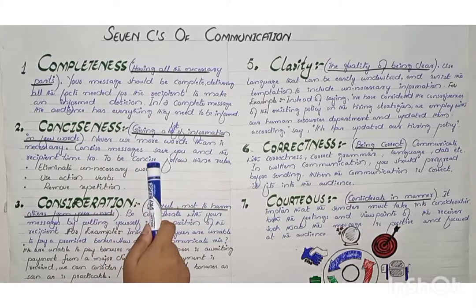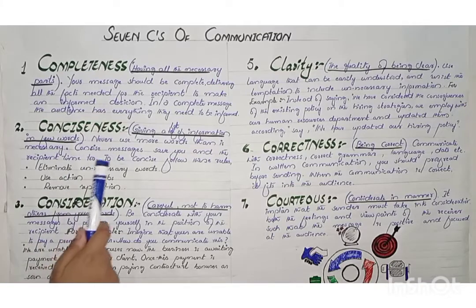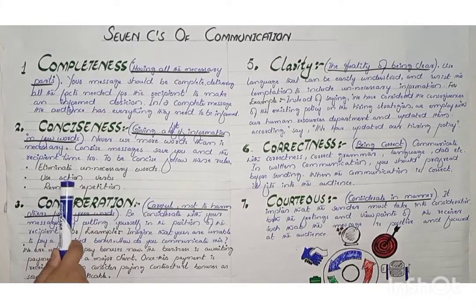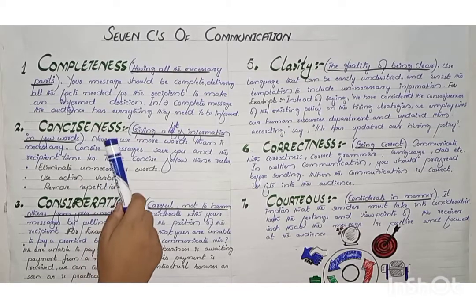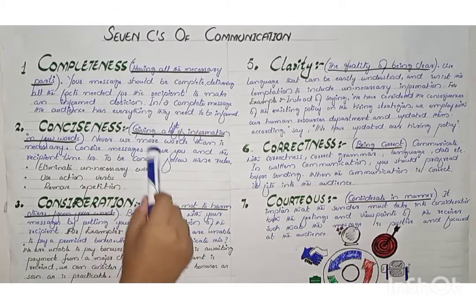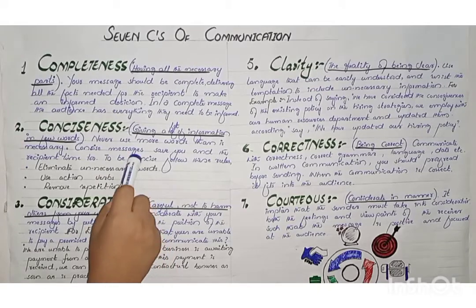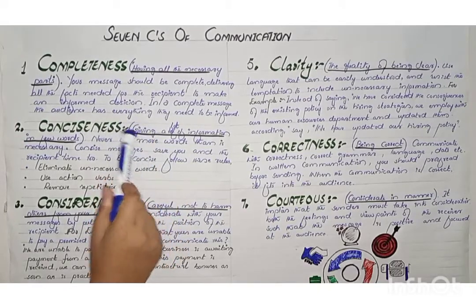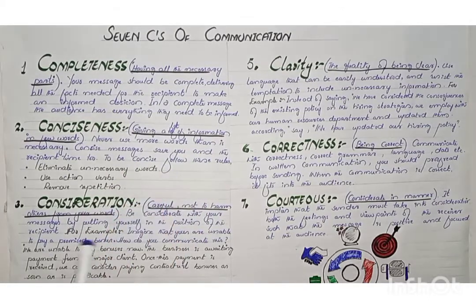To write a concise message, follow these rules. Eliminate unnecessary words. Use action verbs. Remove repetition. Guys, the audience does not want to read six sentences when we can communicate the message in three. When you are concise in your communication, you stick to the point and keep it brief. The third one is consideration.